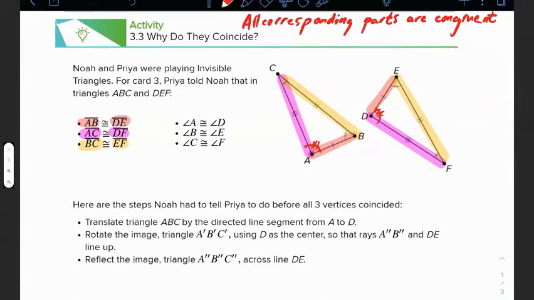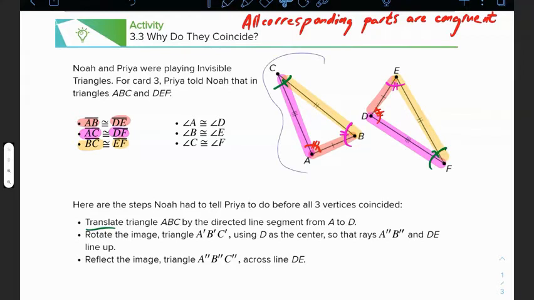And then what do we got? We got angle B is congruent to angle E. That makes sense. And then lastly, angle C is going to be congruent to angle F. That makes sense. Then this kid had to tell this other kid the steps to do before all three vertices coincide. The vertices again are the corners or the points, point A, point B, point C, D, E, and F. He says, oh, okay, so he's doing a transformation here. He says first translate triangle ABC.